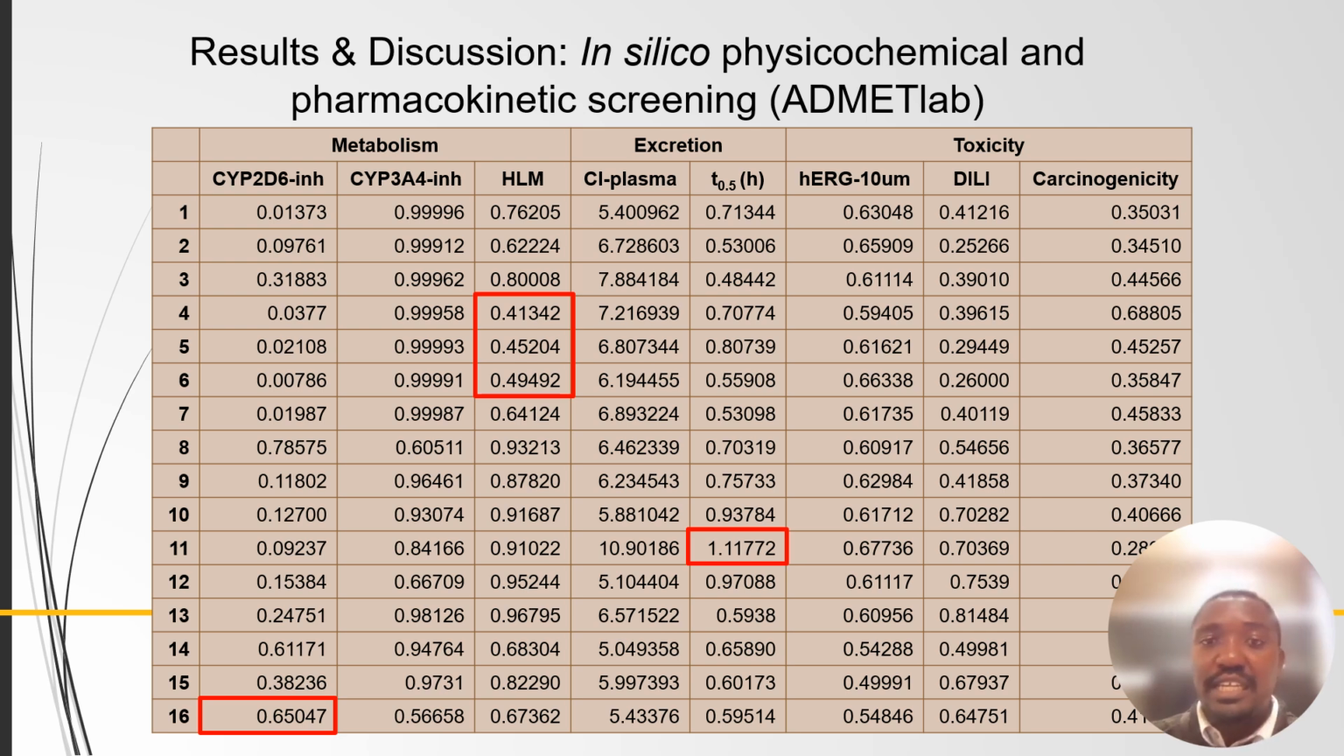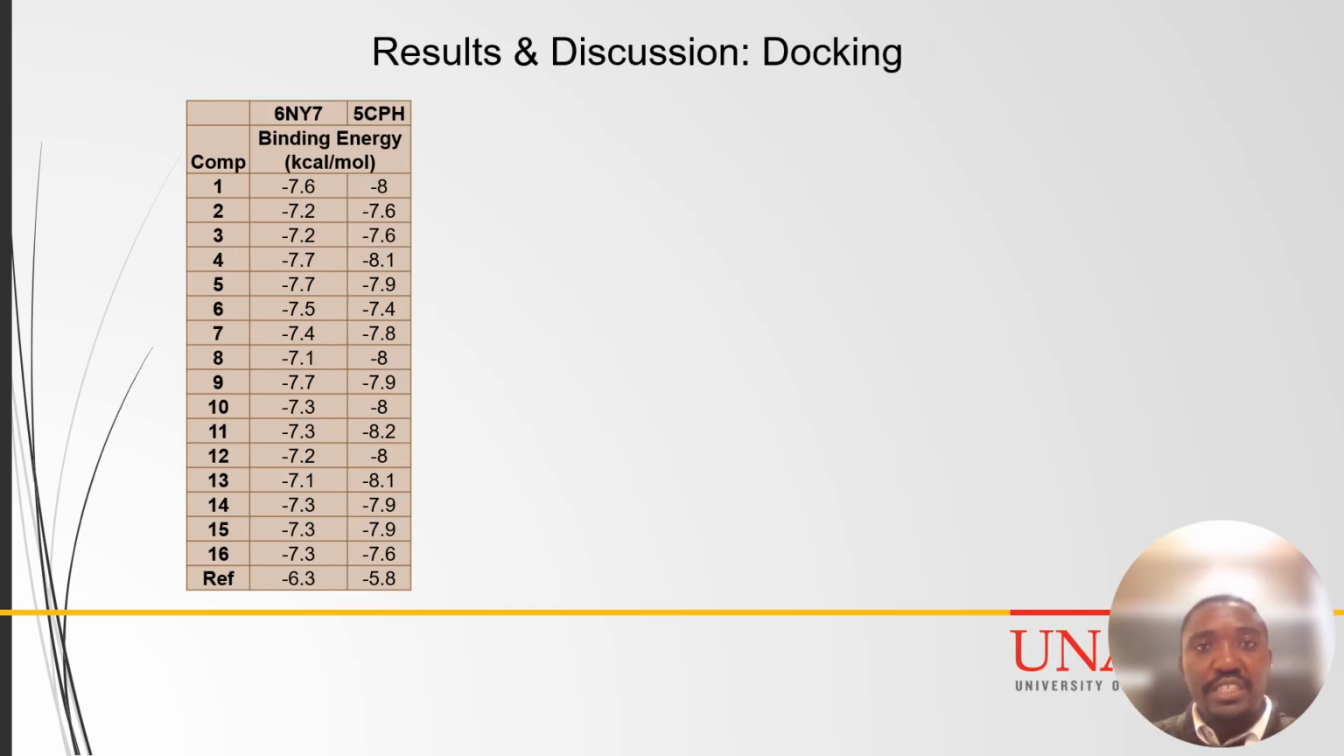And the second last aspect is that in terms of DILI, and this DILI stands for drug-induced liver injury, we found that most of our compounds are not able to induce liver injuries except compound number 13. And then finally, all our compounds are not carcinogenic except compound number 4 that has a probability of being carcinogenic at 69%.